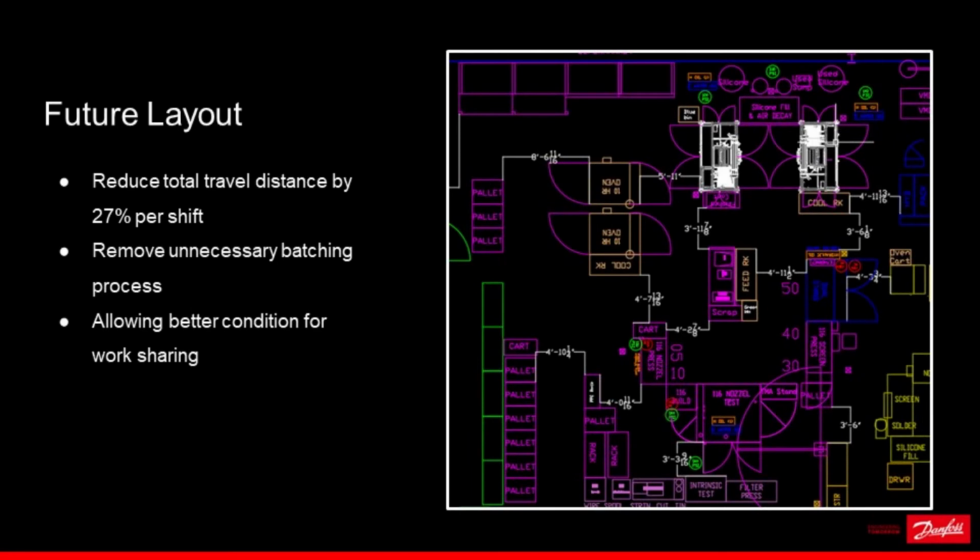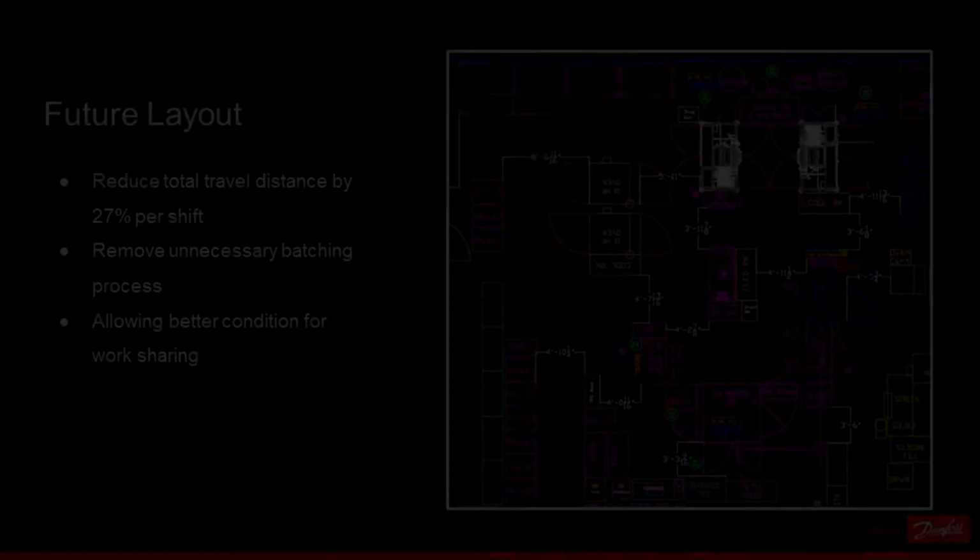Our new layout reduces the total travel distance by 27% per shift. It also removes unnecessary batching processes, such as those between the silicone filling station and the final test stand. Finally, this layout would also allow for greater ease of work sharing between operators by having wide walkways for increased mobility and placing stations in sequential order.